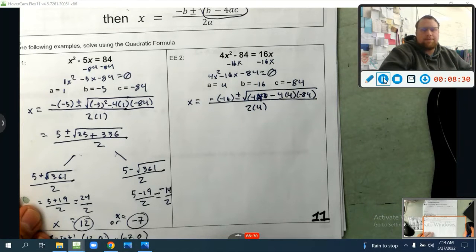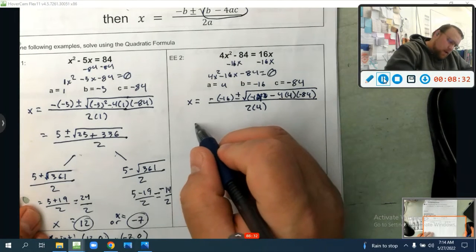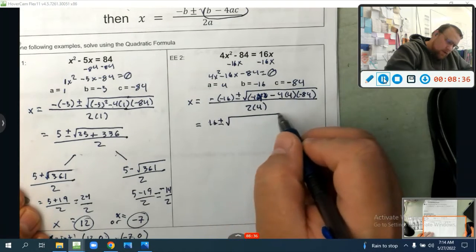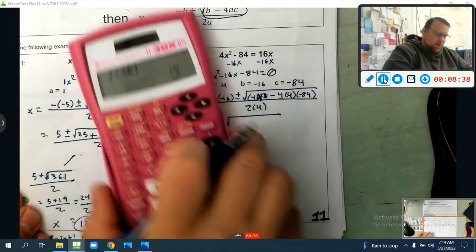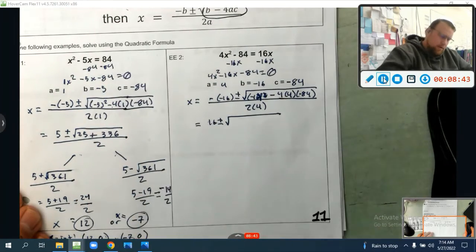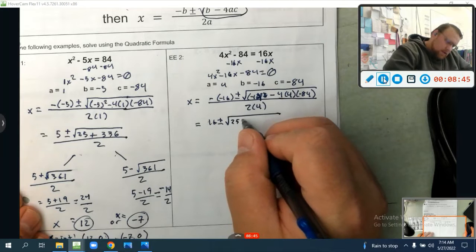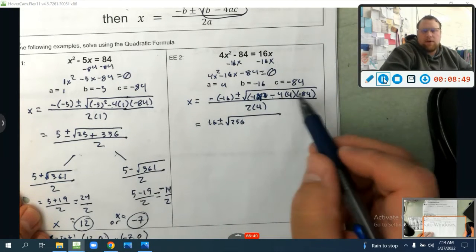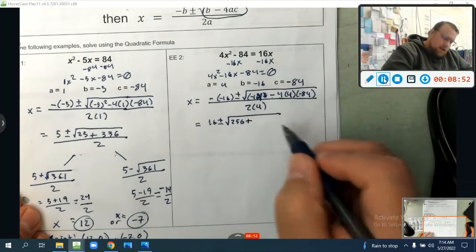So now let's solve it out. We're going to have equals positive 16 plus or minus the square root of, and what's 16 squared? It's like 256 or something like that. Yeah, there we go. 256, and that's a minus minus. I always count my minuses ahead of time. If they're even, it's positive. If they're odd, it's negative. So that's plus.